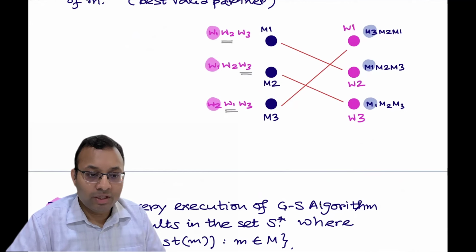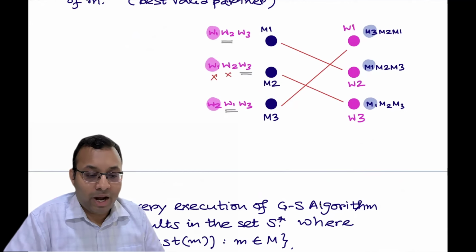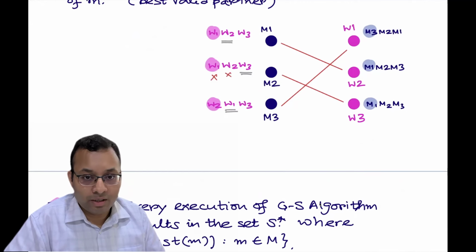But the point we are making is that in this algorithm, if M2 is getting W3, that means the other two, W2 and W1, which are ranked higher, are not his valid partners. So in no stable matching can M2 get W1 or W2.